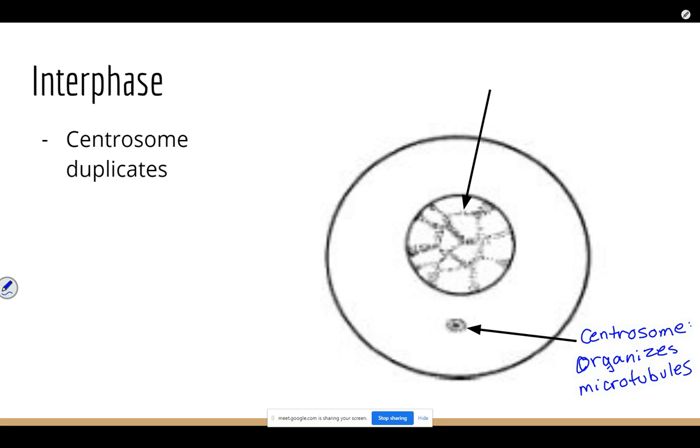Remember, centrioles are an organelle that only exist in animal cells. Plant cells do not have centrioles. But plant cells do still have a centrosome region within the cytoplasm that helps to organize that part of the cytoskeleton.